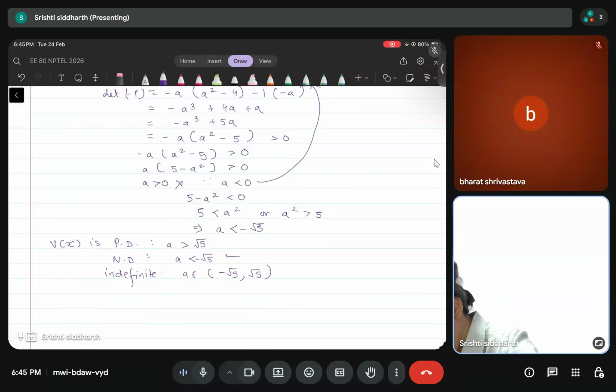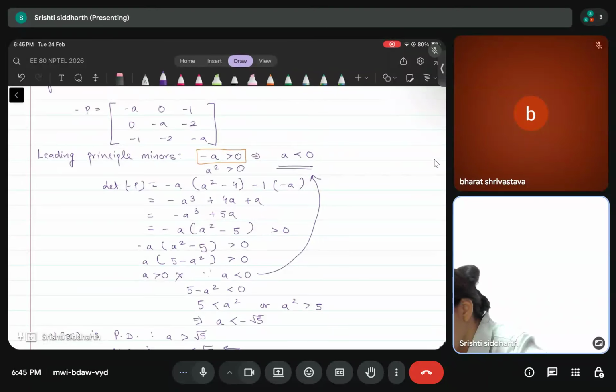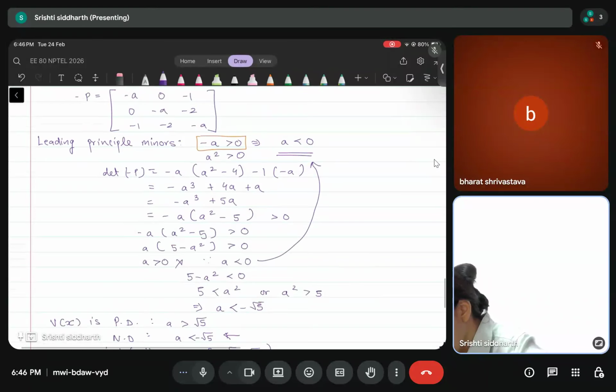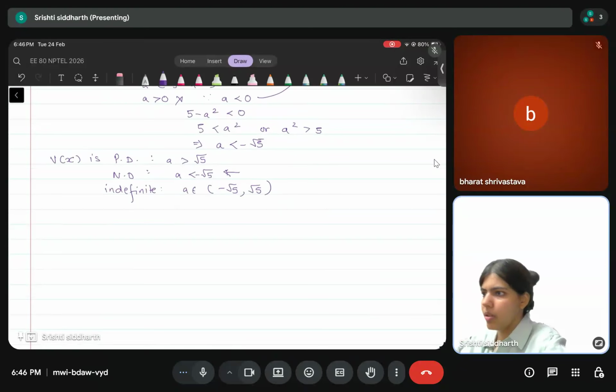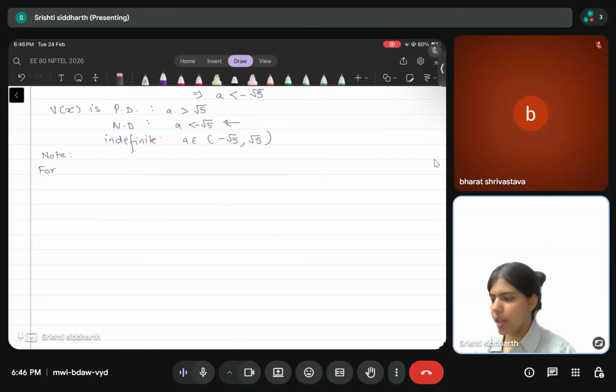Just let me check this one for a second. Okay, so let's write this. And this would clarify the condition of a for negative definiteness.